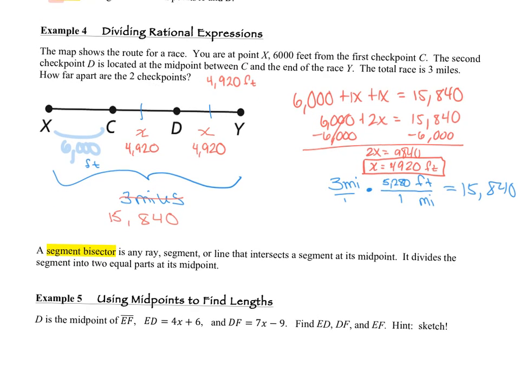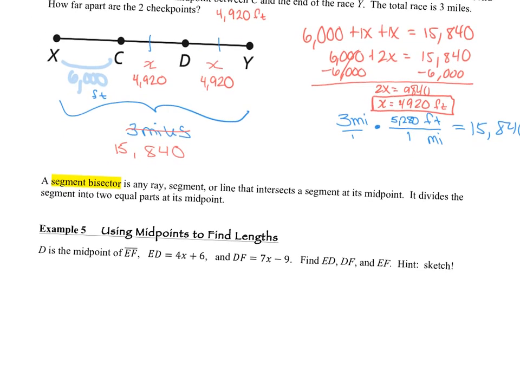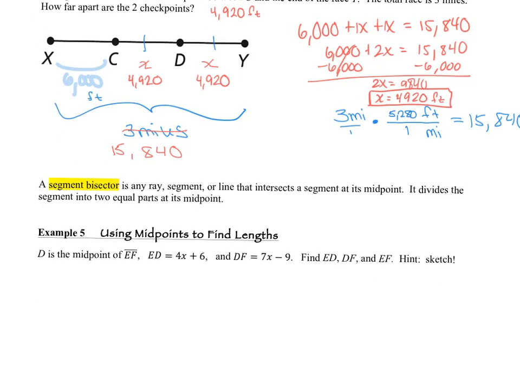Okay, and a segment bisector is any ray, segment, or line that intersects a segment at its midpoint. So again, segment bisector is splitting a segment at its midpoint. So if D is the midpoint of EF, so notice I'm drawing a picture here. D is the midpoint. And ED they're saying is 4x plus 6. And DF is 7x minus 9.